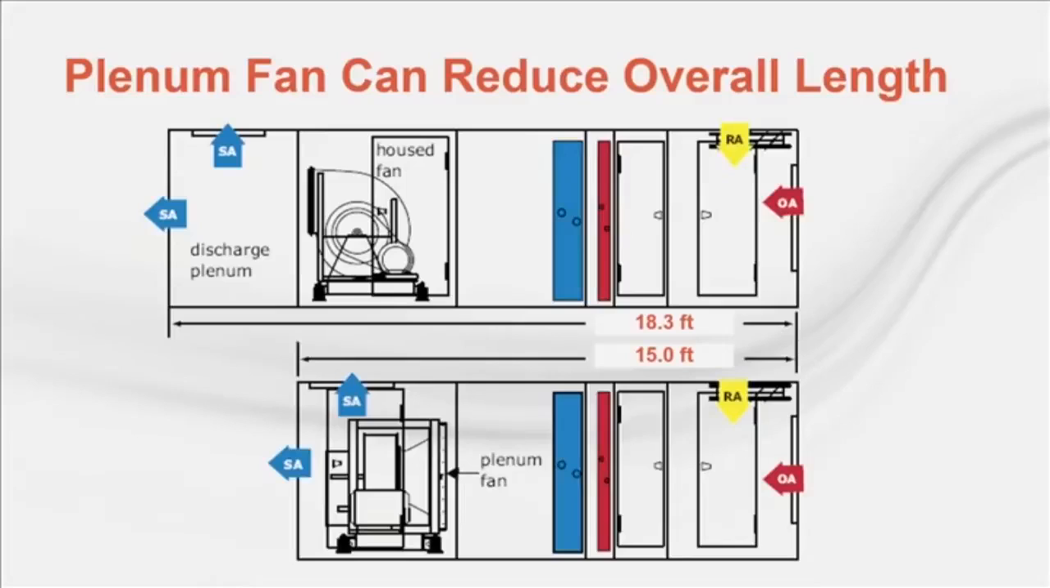When multiple supply duct connections are desired, a house fan requires a discharge plenum to allow for the multiple connections. With a plenum fan, multiple duct connections can be made to the fan section itself, eliminating the need for a discharge plenum and resulting in a shorter unit. Due to installation restrictions, it's often unlikely that a house fan can be installed in the ideal configuration as shown in example 1. This makes the use of discharge plenums and multiple supply duct connections fairly common. Let's look at one more example.